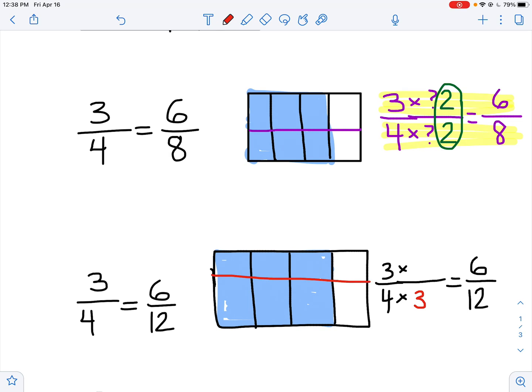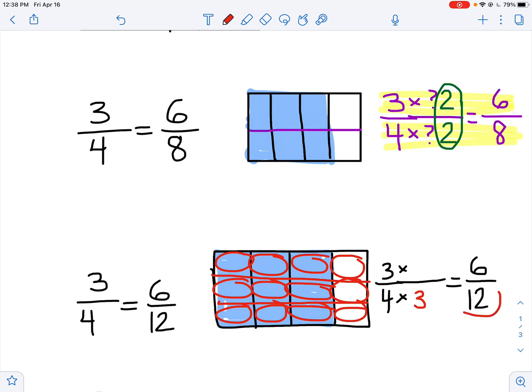So I'm going to make 3 rows. Now I do indeed have 12 pieces. 1, 2, 3, 4, 5, 6, 7, 8, 9, 10, 11, 12. See, I've got 12 total pieces. That's my denominator, right? I'm just going to take those off now that we've confirmed that. If I multiply my denominator by 3 and I make 3 times as many parts, I have to do the same thing with how many are shaded.